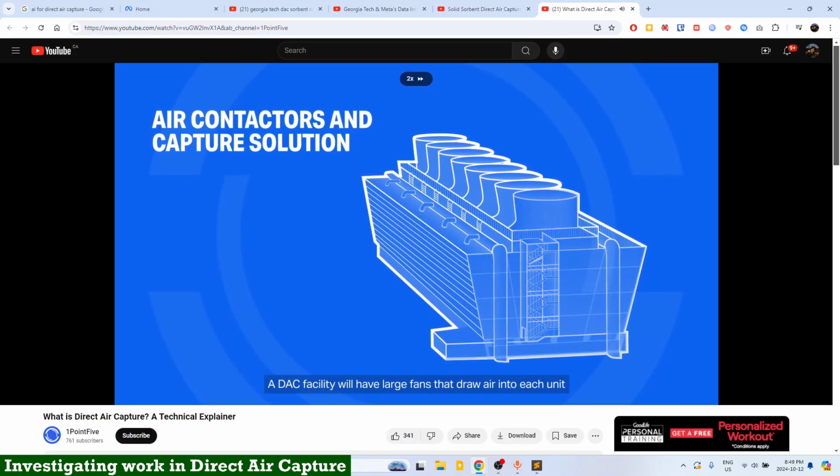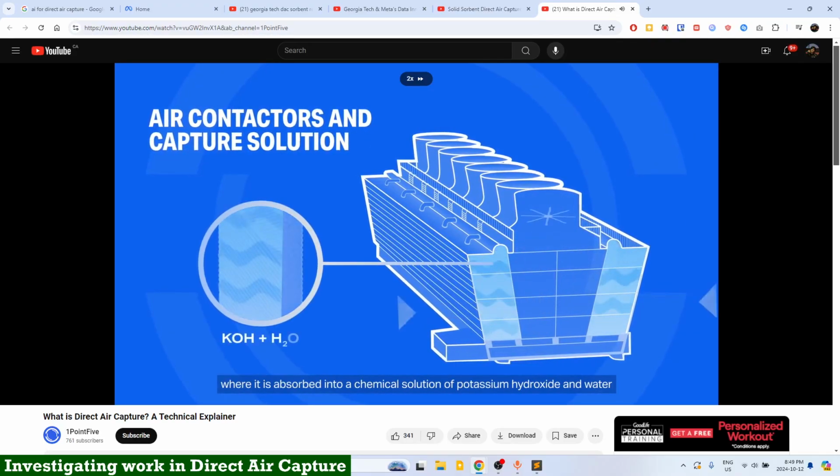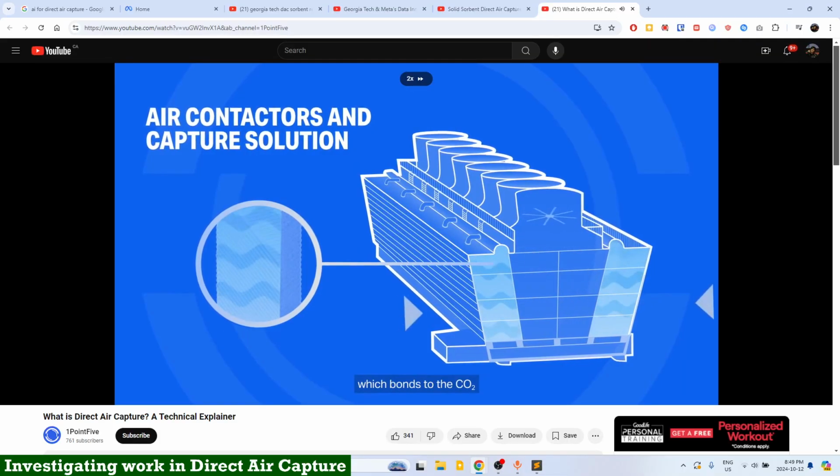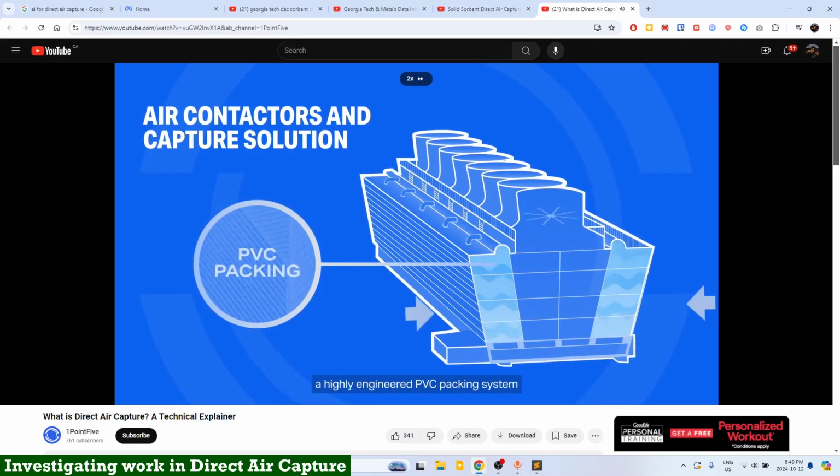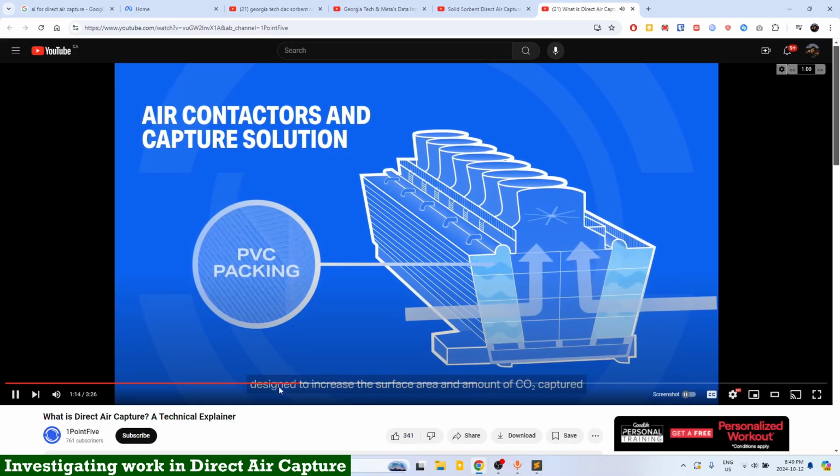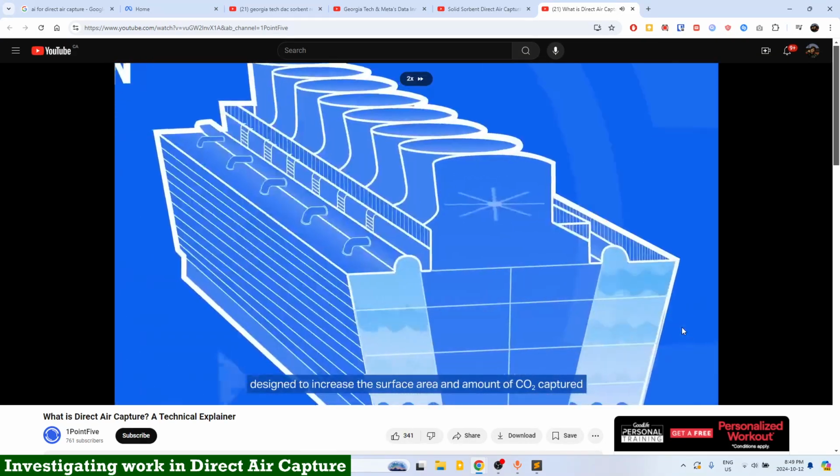A DAC facility will have large fans that draw air into each unit, where it is absorbed into a chemical solution of potassium hydroxide and water, which bonds to the CO2. This bonding happens as the potassium hydroxide flows across a highly engineered PVC packing system, designed to increase the surface area and amount of CO2 captured.